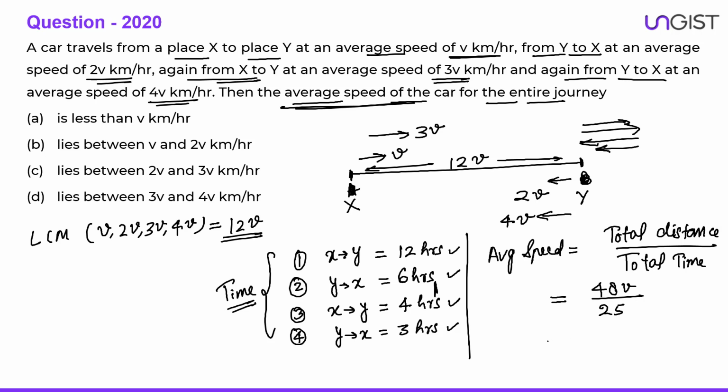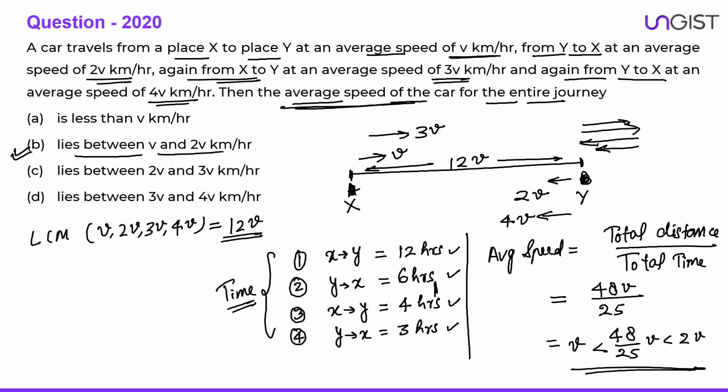So 48 divided by 25 is somewhere between 1 and 2, right? So 48v divided by 25 is less than 2v and more than v. So the average speed lies somewhere between v and 2v. Fine everyone, so B option is the correct choice: lies between v and 2v kilometers per hour.